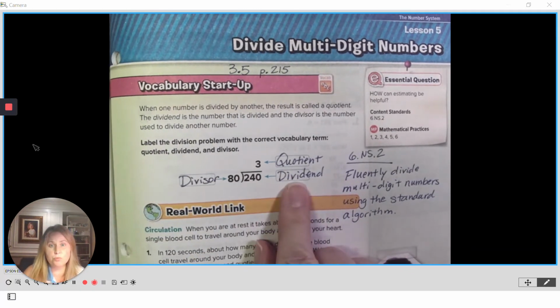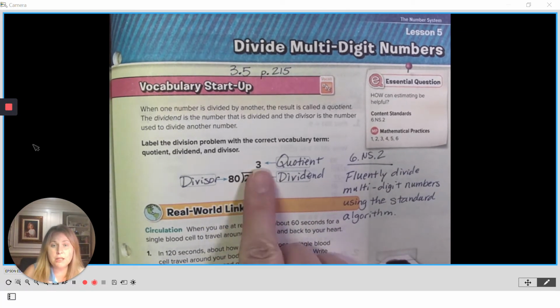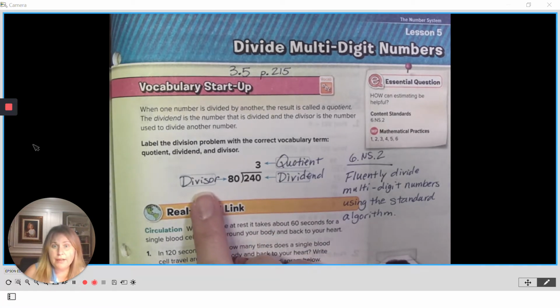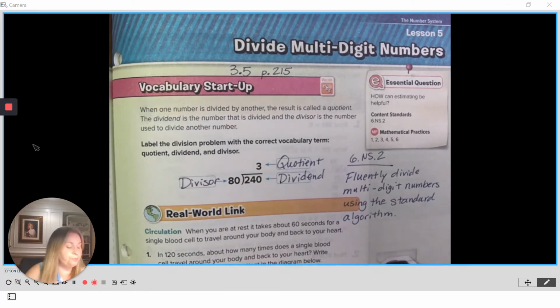So in this division problem below, we have 240 divided by 80 equals 3. 240 is our dividend, 80 is the divisor, the number that we are dividing by, and 3 is the quotient, the answer to the division problem.